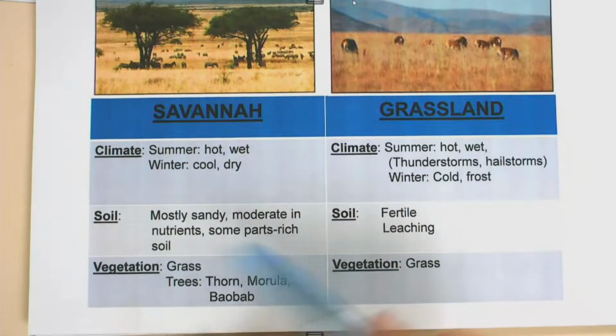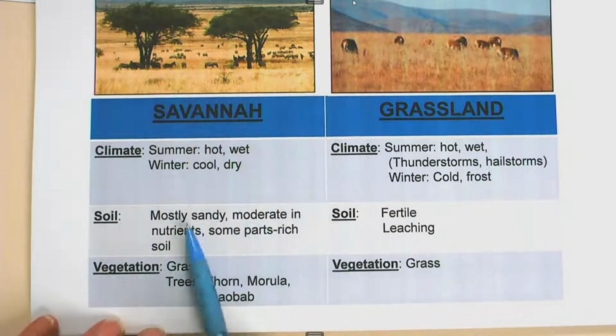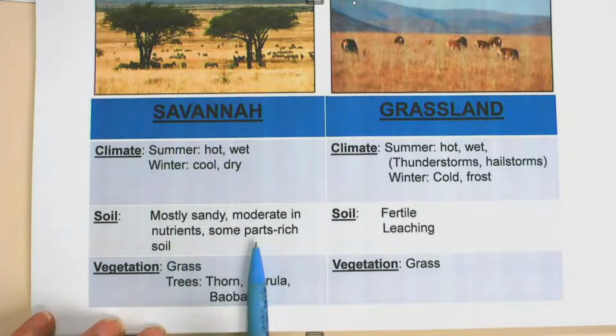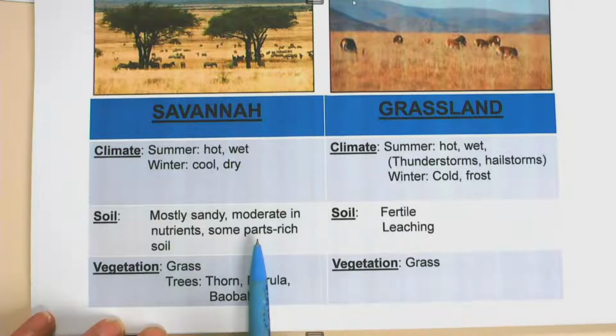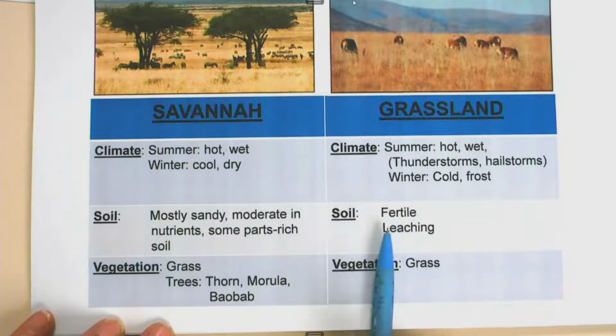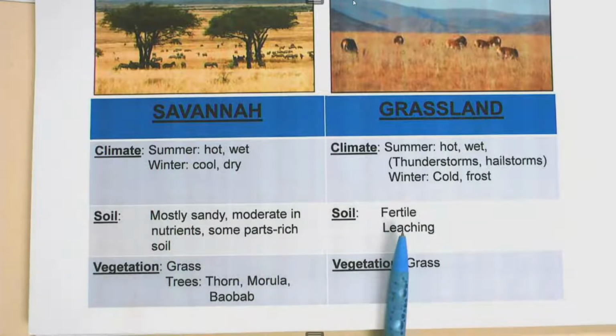Then the different types of soil, depending on the different areas in the savanna or the grassland. We will find here in the savanna mostly sandy soil, they say, and it's moderate in nutrients. And in some of the parts they have rich humus ground filled with nutrients. Obviously then plants will grow better there. And then the Free State as well, it's fertile. The different types of soil will give you different types of grass.